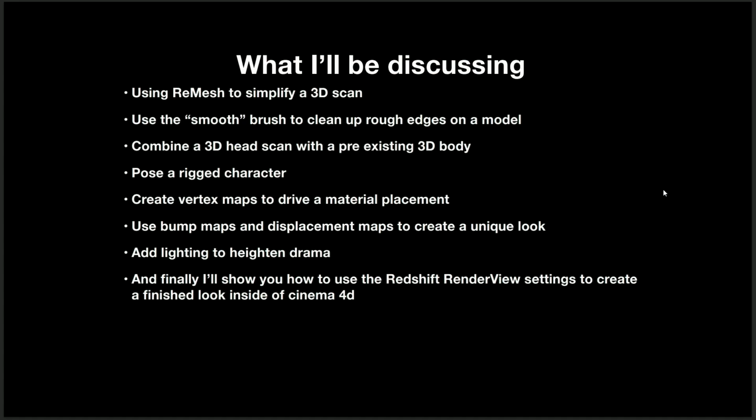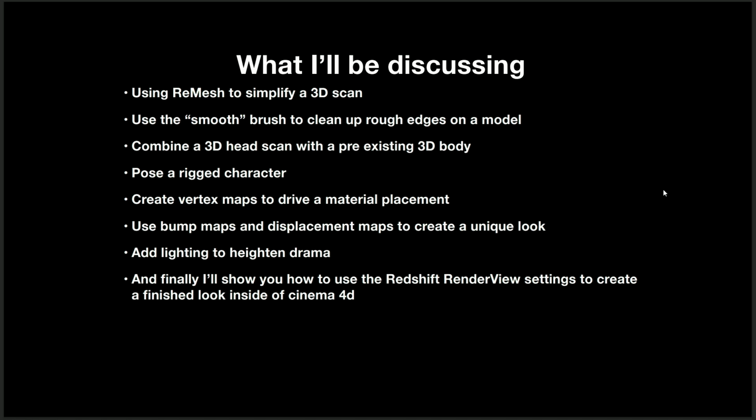So here's what I'm going to go over today. I'm going to use Remesh to simplify a 3D scan. I'm going to use the smooth brush to clean up the rough edges on the model, combine my 3D head scan with the pre-existing 3D body. I will pose the rigged character and then create vertex maps to drive a material placement, sort of like a Lumimat.